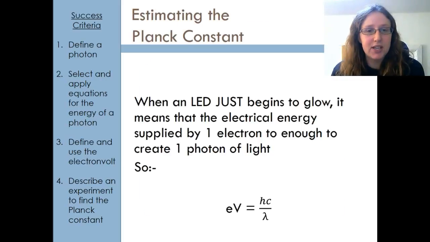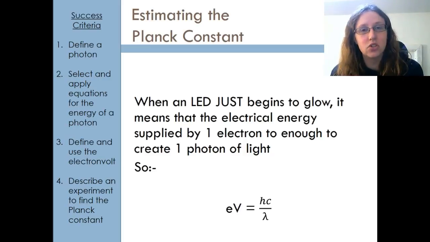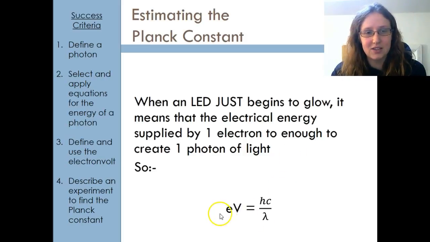When they just begin to glow, the energy of a single electron that's passing through that LED is transferring all of its energy to a single photon. So if I can calculate how much energy each electron has, I can calculate exactly how much energy each photon has. If I put those two things equal to each other, so I use W equals QV and E equals hc over lambda, I get this equation. The charge on an electron times the voltage is equal to hc over lambda.